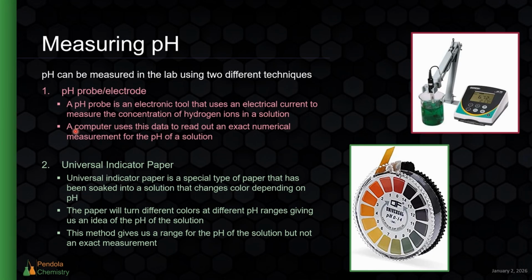The first way of measuring the pH of a solution is by using what we call a pH probe or pH electrode. This is the pH probe up here in red with a red outline. It is essentially an electronic tool that is going to use electric currents to measure the concentration of hydrogen ions. Now, how can it do this?